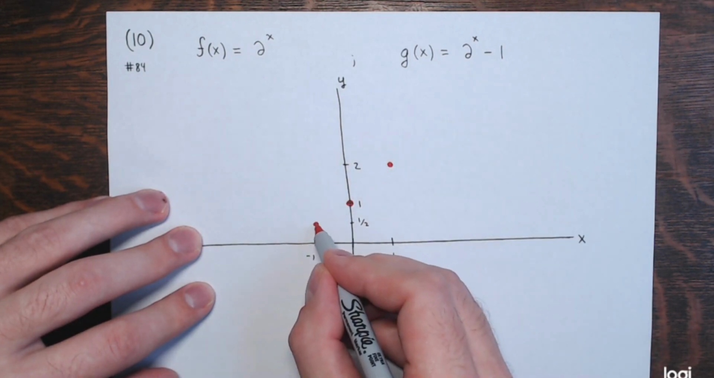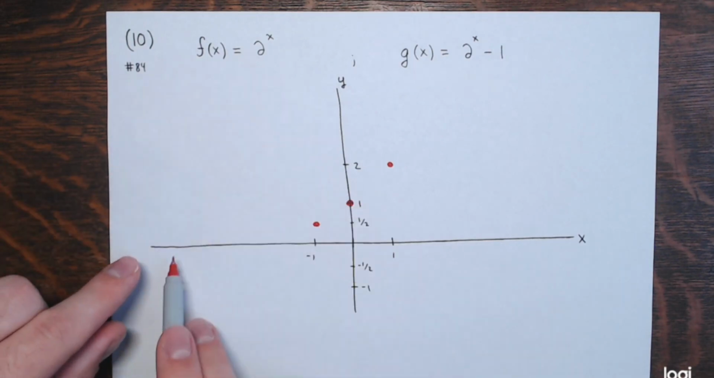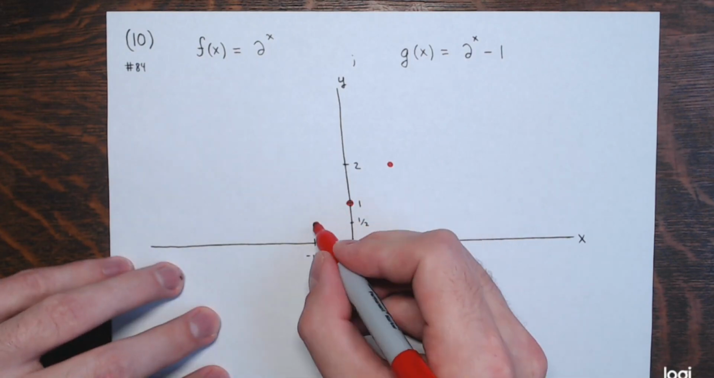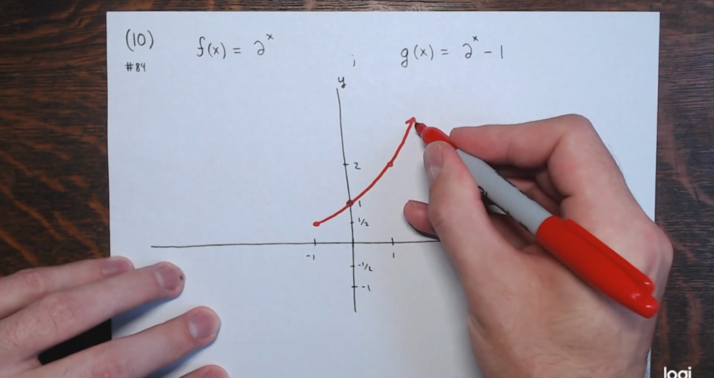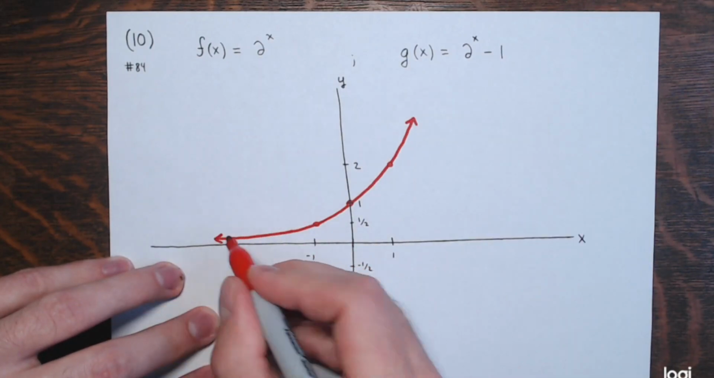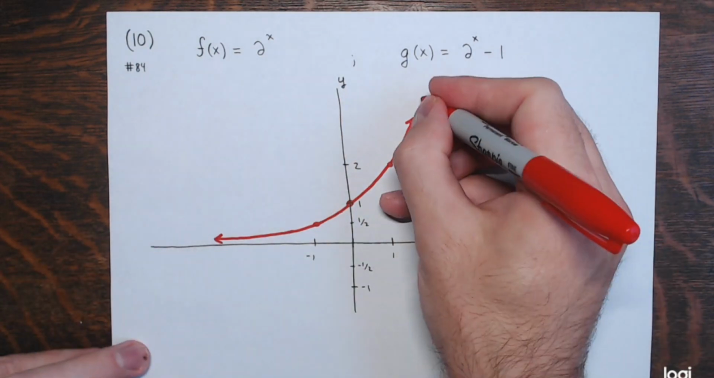All right. And remember that for all the basic functions, b to the x, the x-axis is the horizontal asymptote. So the graph is going to look like this, being an increasing function, and have the x-axis as its horizontal asymptote. Right? Get closer to the x-axis without actually touching it. So there's a graph of f.